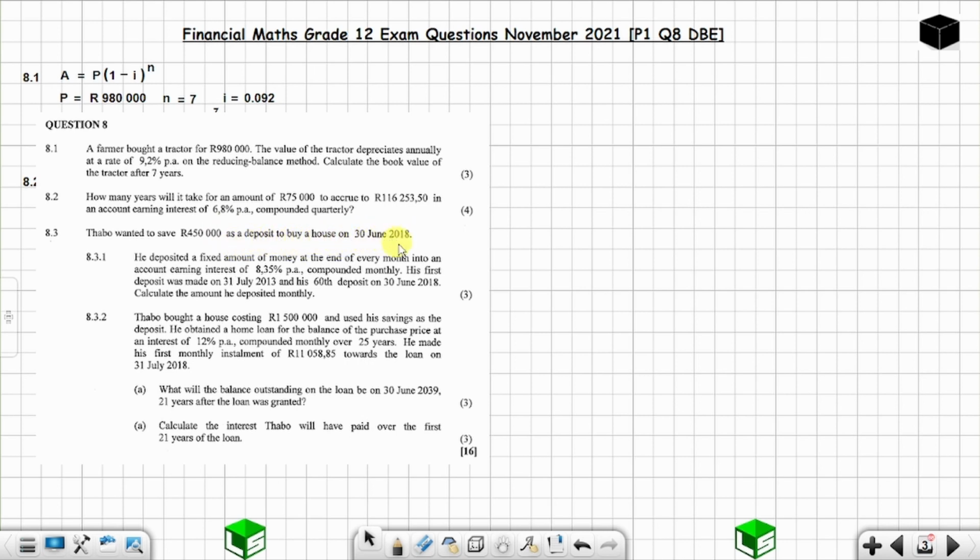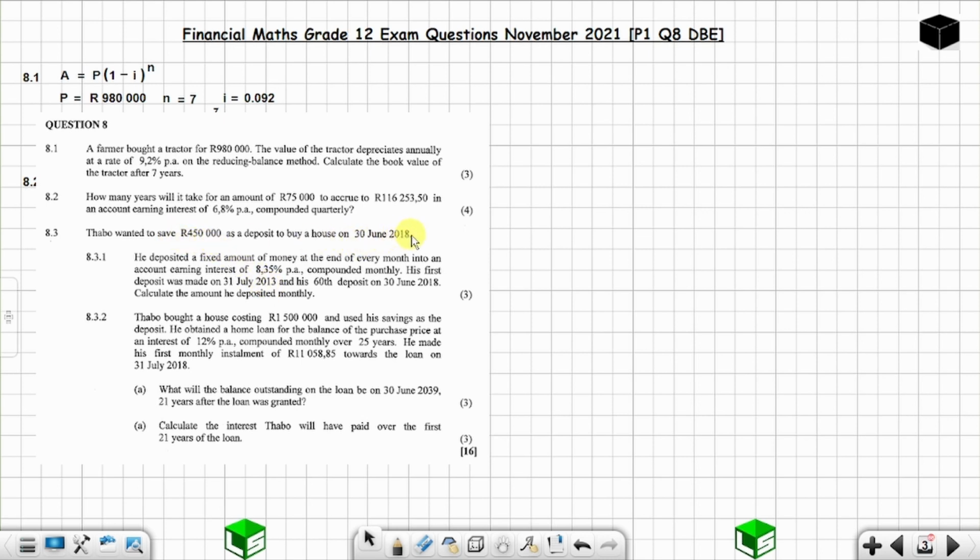Okay, you can see 2018. His first deposit, when you read this part, was made on 31st July 2013. So he started in 2013 and he wanted to have this amount in 2018. The way this question is set, you have to think about it as if we are in 2013, and you want to have this amount in the future.